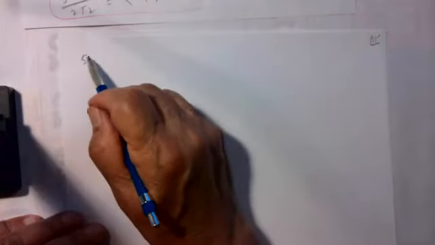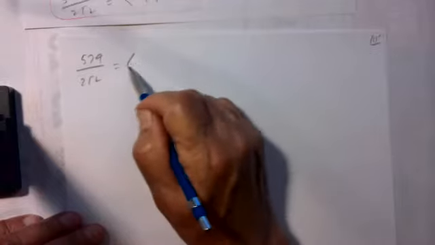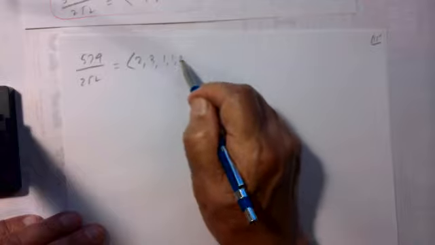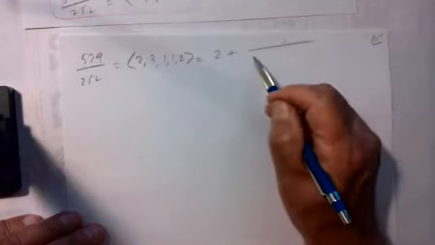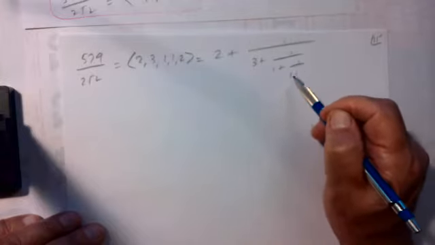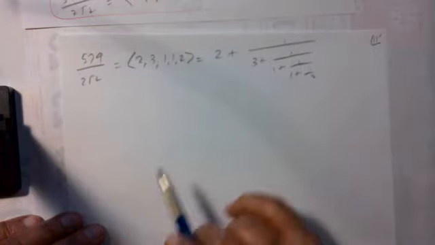that 574 over 252, this was the continued fraction 23112. That meant this was 2 plus 1 over 3 plus 1 over 1 plus 1 over 1 plus 1 over 2. Right?